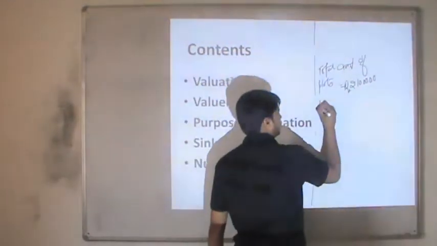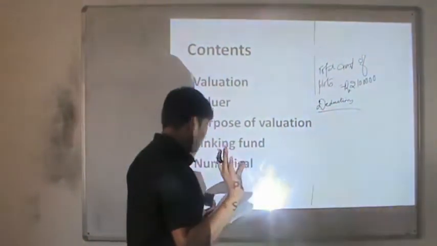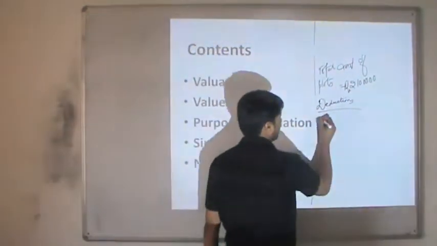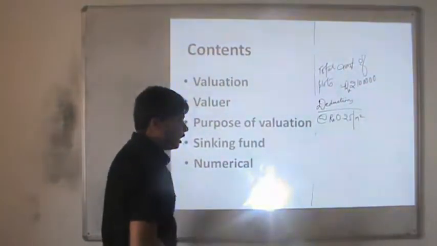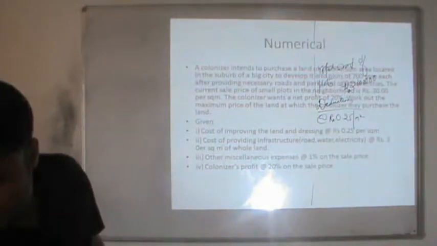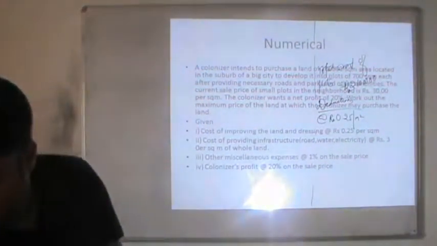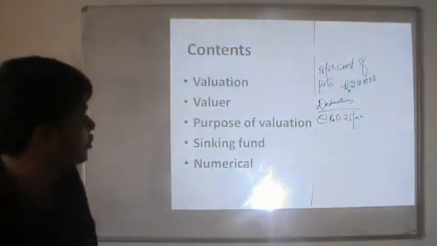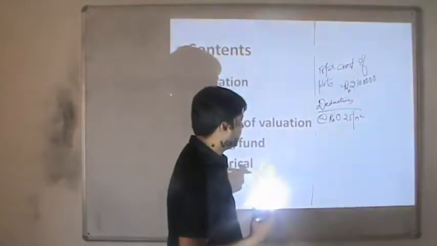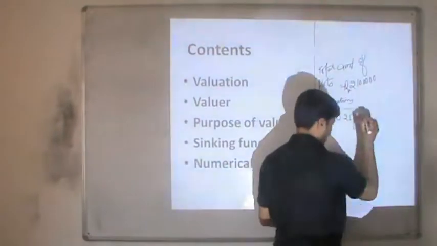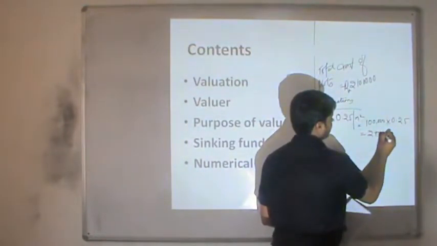Now the deductions we have to make, which were given in the numerical: rupees 0.25 per square meter. This is the cost of improving the land and dressing, at 0.25 per square meter. So for improving the land, the money spent at the rate of 0.25 per square meter comes out, for the total land, to 100,000 into 0.25, which is 25,000.